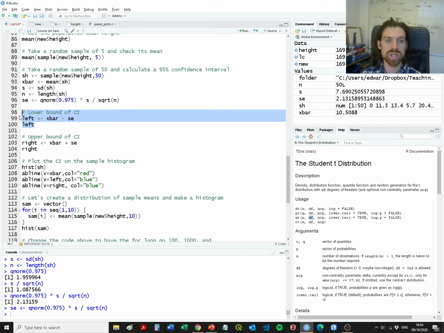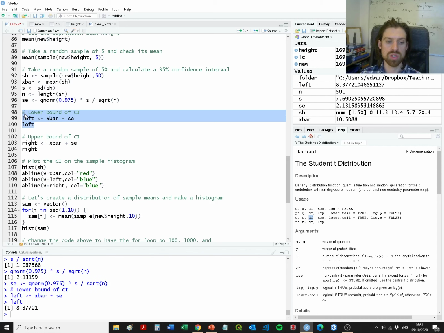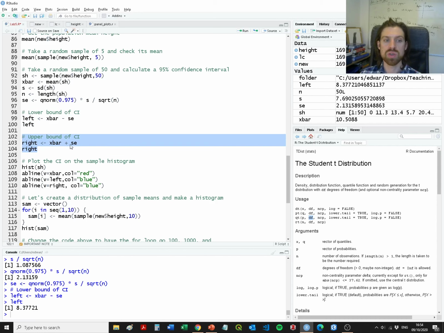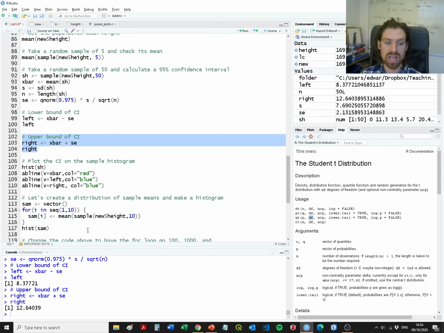For the lower bound, we need to subtract the error margin from the mean. So here we're going to subtract it and produce this value, 8.37721. And then here we're going to get the upper bound, so we need to add it to the existing mean value, which is 12.64039.